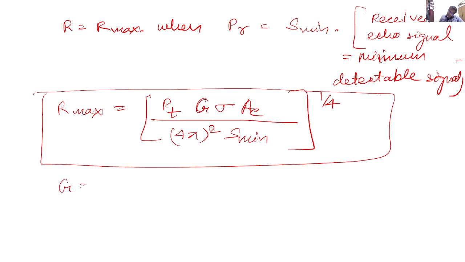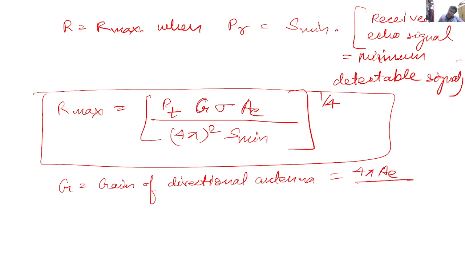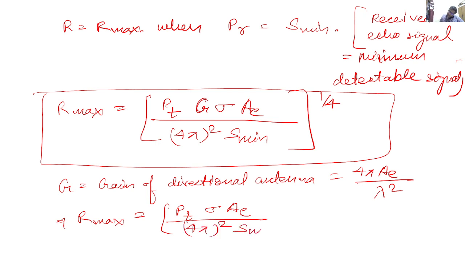Now G is the gain of the directional antenna, and that is 4 pi AE by lambda square, where AE is the effective aperture. So if we put the term in, we get R max equal to PT sigma AE by 4 pi square S min times 4 pi AE by lambda square, all to the power 1 by 4.